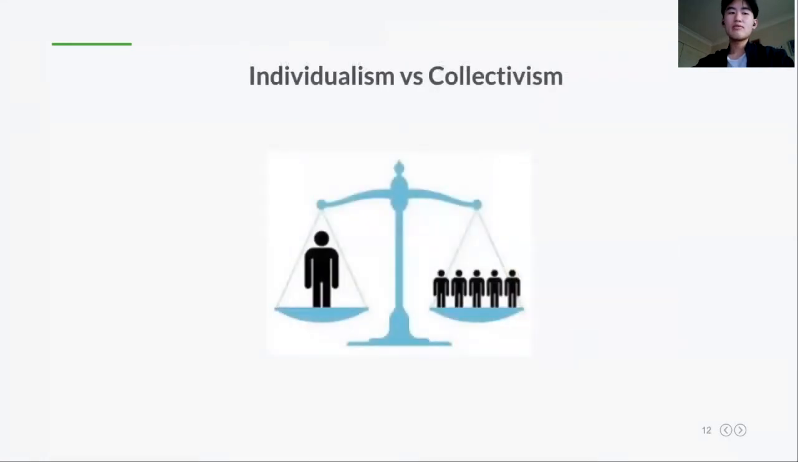The second dimension of culture is individualism, where you believe that your outcomes in life are solely dependent on your own choices and achievements, whereas collectivism views society as a whole, believing that the quality of life will be better if we help each other.